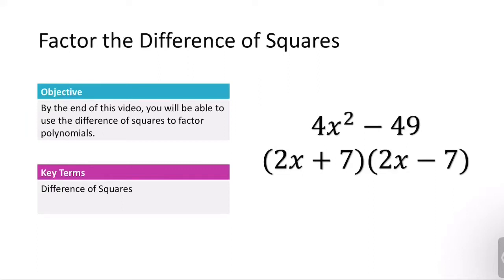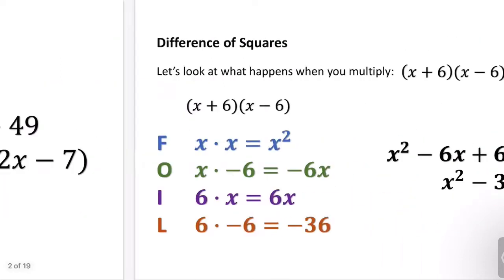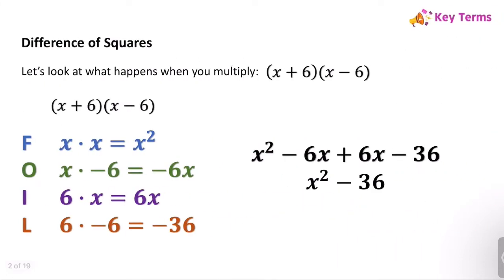So in this video, we're going to talk about how to use the difference of squares to factor polynomials. So let's look at what happens when you multiply something like x plus 6 times x minus 6. So here I used FOIL to multiply these two binomials.